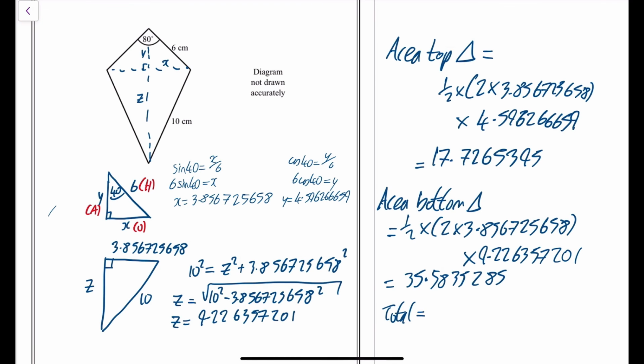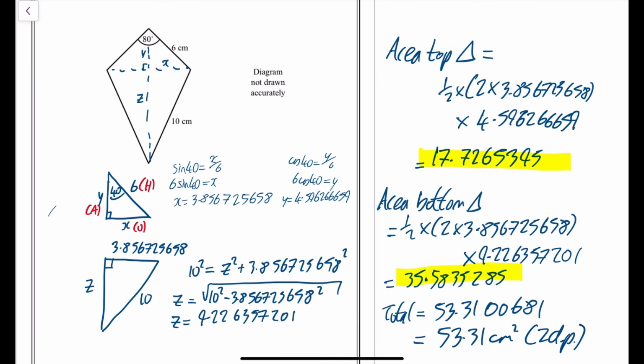Just add those two things. So when I say add those two things, I mean add this and add this, and see what you get for your total. And their total has worked out to be 53.3100681, and they have left it the gap. There's no way they would leave it like that in reality. So really, you would say 53.31, and we'll say centimeters squared to 2 decimal places.